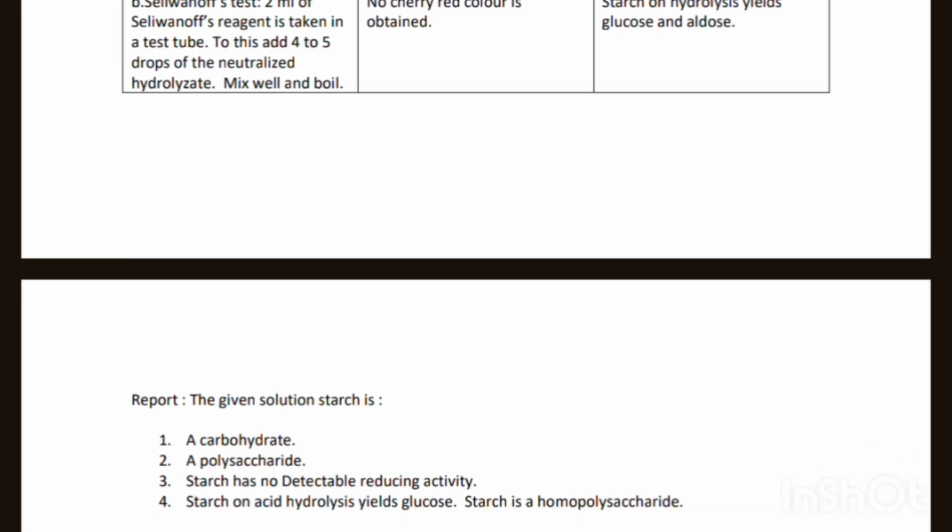The given solution, starch, is a carbohydrate, a polysaccharide. Starch has no detectable reducing activity. On acid hydrolysis, it gives glucose, which is a homopolysaccharide.